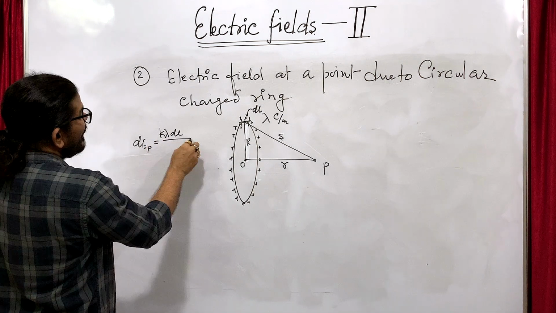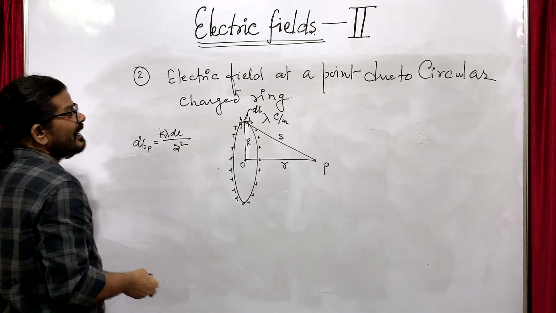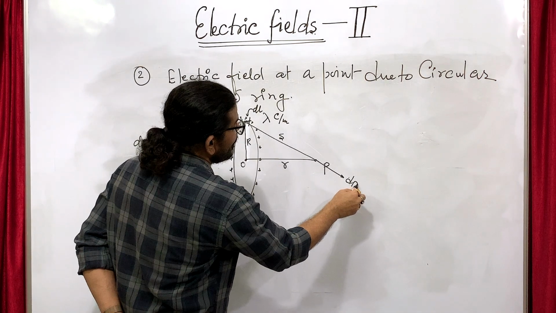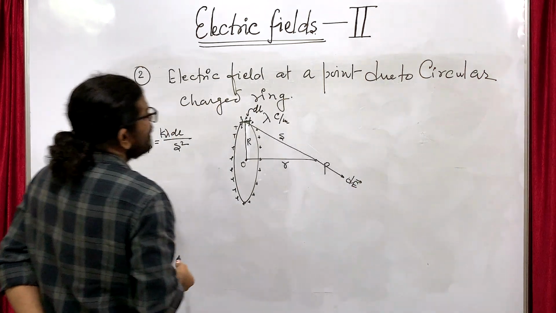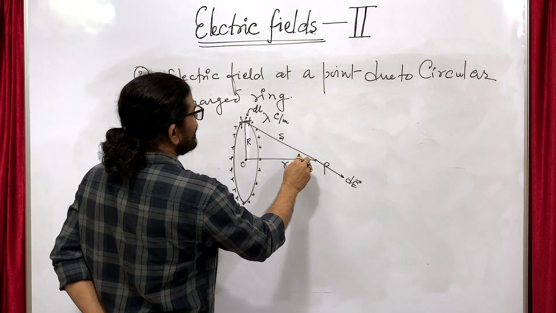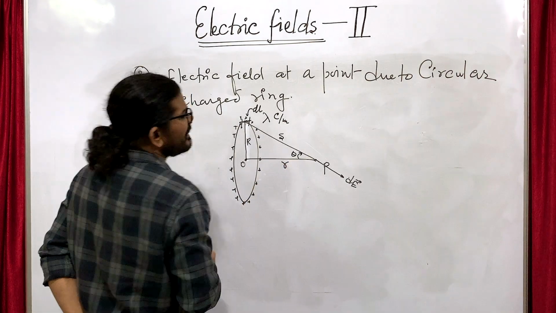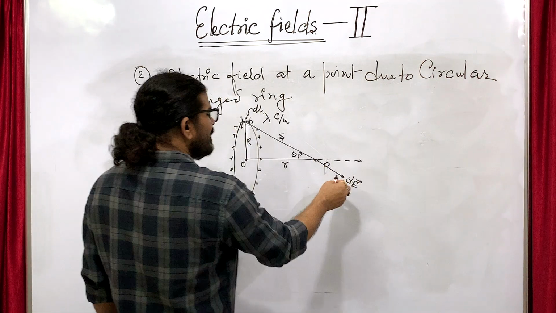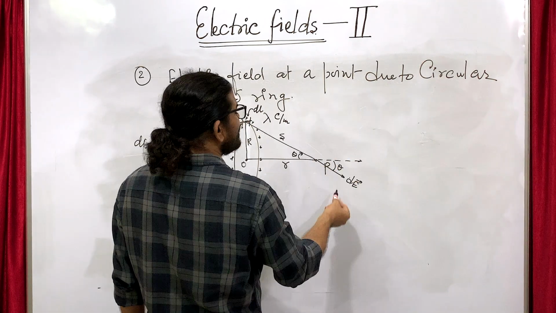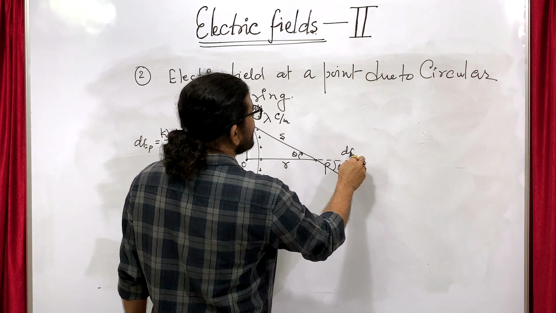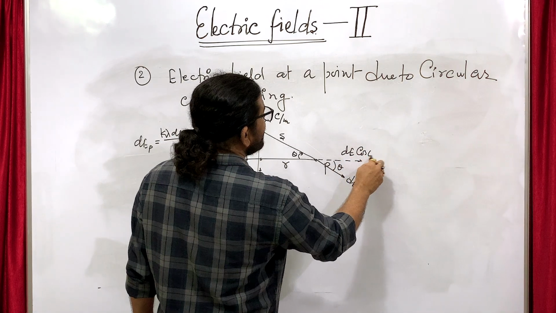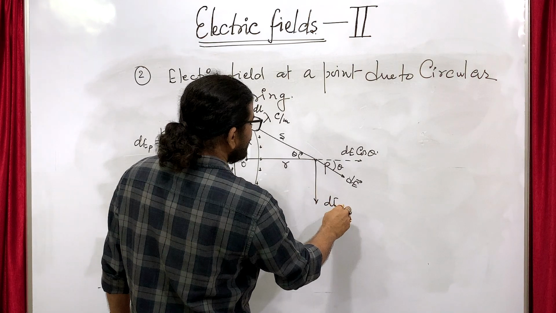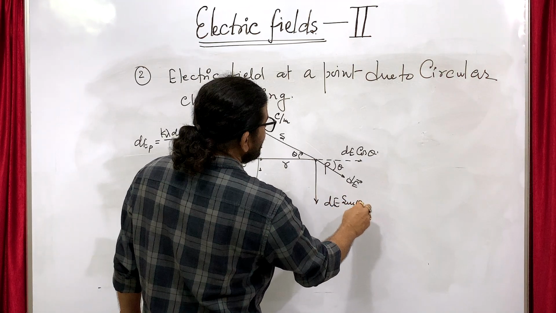K divided by S square, and this will be directed along this direction, we can say. Now suppose this angle is theta. If we extend this, then this angle also will be theta, and this component is coming as dE cosine of angle theta, and this component is coming as dE sine of angle theta.